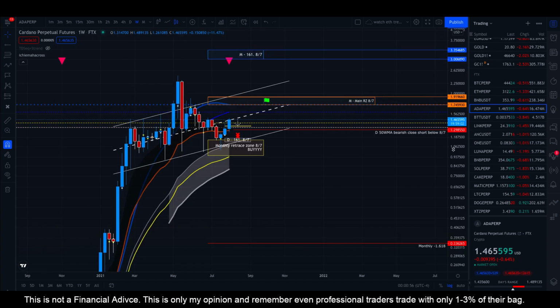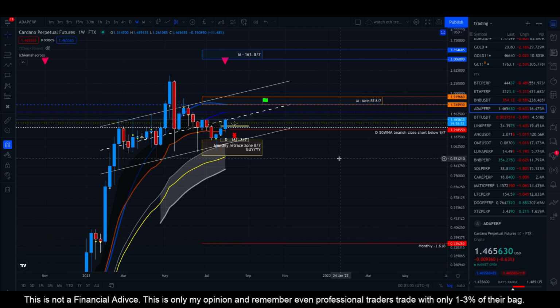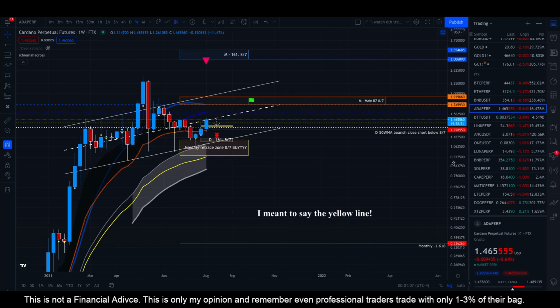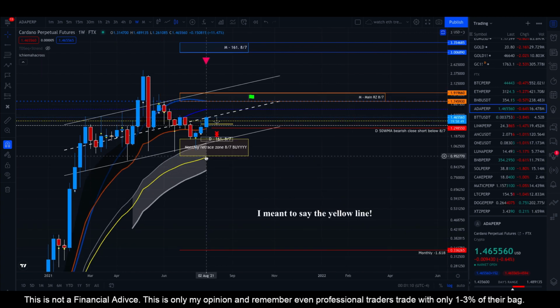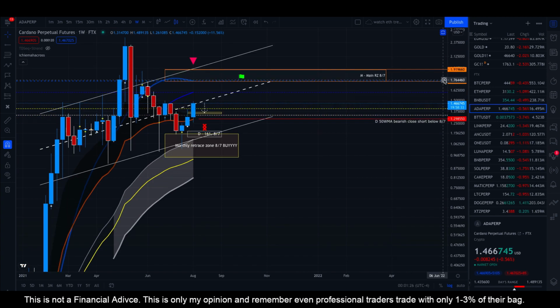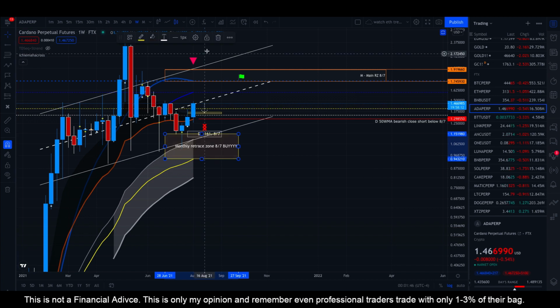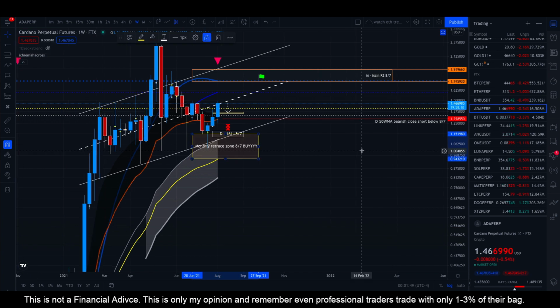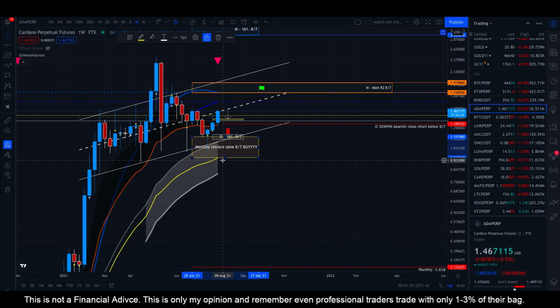I like to confirm my Fibonacci levels with my EMAs, exponential moving average. The yellow box is my 50 EMA and the orange is my 21 EMA. On the weekly, we closed above the 21 EMA, and the bottom border of the rectangle for the monthly retrace zone is pretty close to the 50 EMA on the weekly time frame. So I'm just going to extend it a little bit so that it aligns with the 50 EMA.